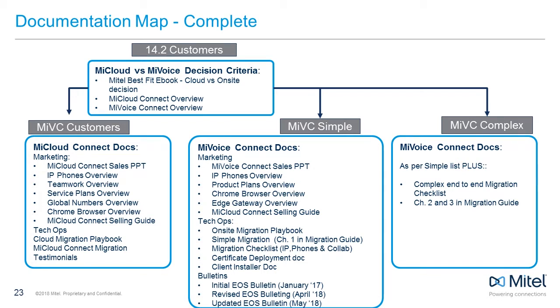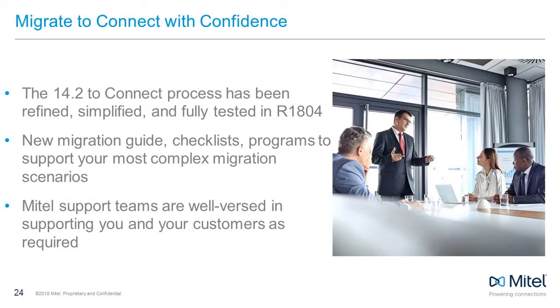And now on the complex side, same migration guide. It's just a couple more chapters, one specifically on mobility and on contact center. Similarly, the checklist is structured for making it simple for you to understand what's required. Obviously with complex, you've got a few more things that you do have to deal with. The key message here is that now you should be very confident in migrating to Connect.